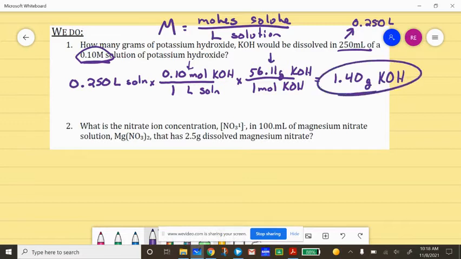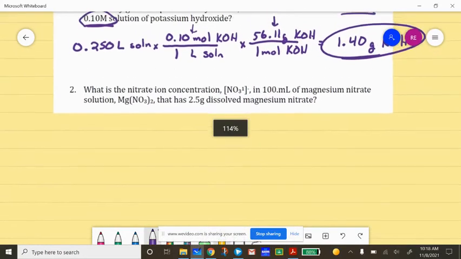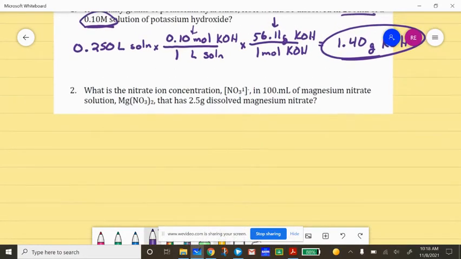That's how many grams of KOH we would need to produce a 250 milliliter solution that has a concentration of 0.10 molar. The second question, again, is about ions. So when we look at magnesium nitrate, it contains 1 magnesium ion for every 2 nitrate ions. So when that dissolves, it breaks apart into 1 part magnesium ion and then 2 parts nitrate ion.